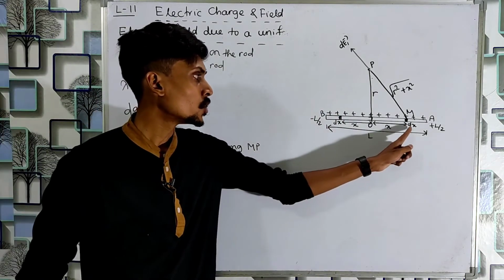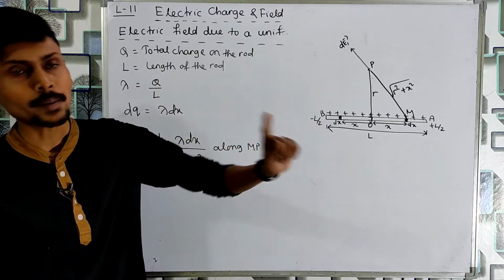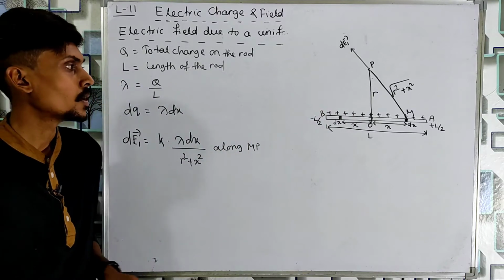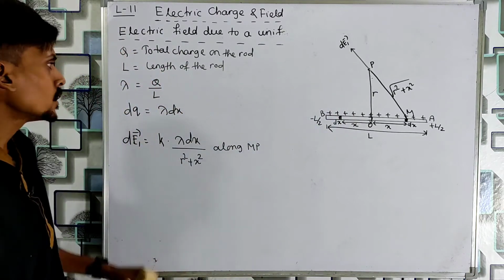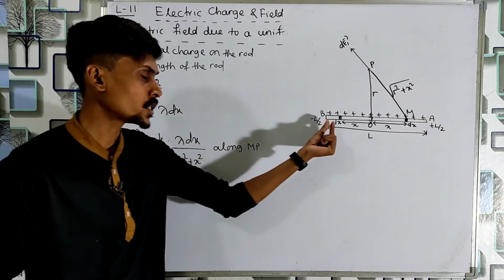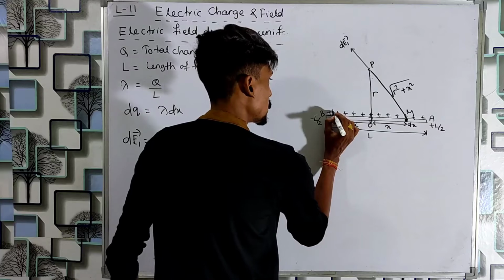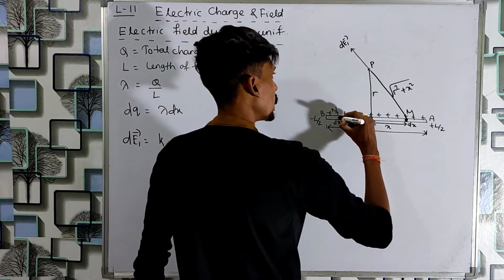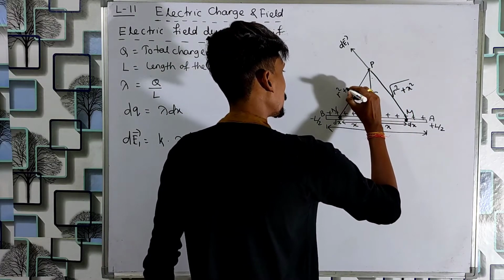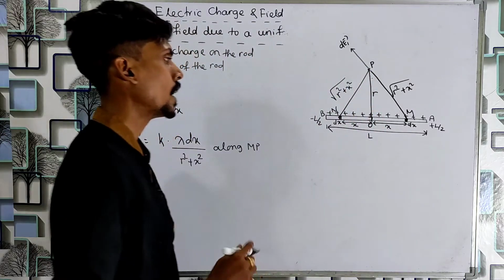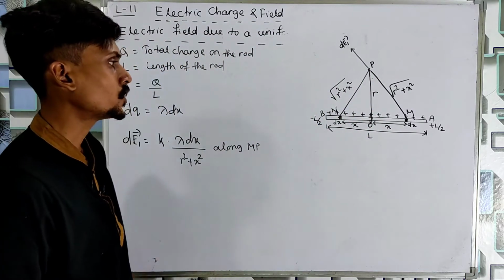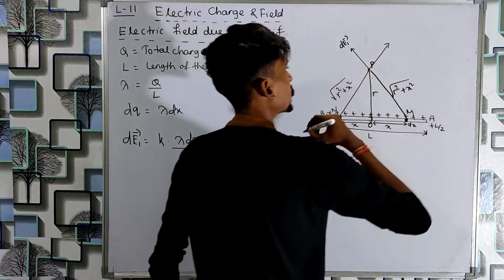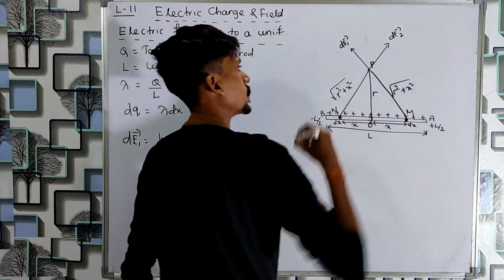This means we have considered two identical elements on both halves of the rod, at the same distance from the center O. Now this element will carry the same charge lambda dx, and the charge is positive. Suppose this is point N. The distance of the point P from the element N will be the same, square root of r square plus x square. Since this element carries a positive charge, the electric field due to this element will be away from the charge. Suppose this is dE2 vector.